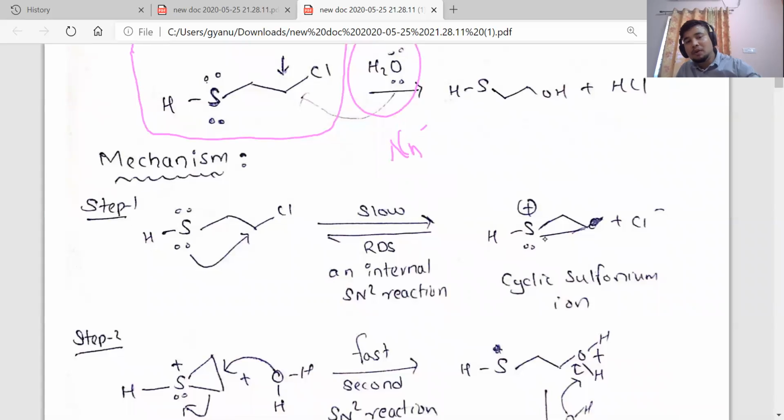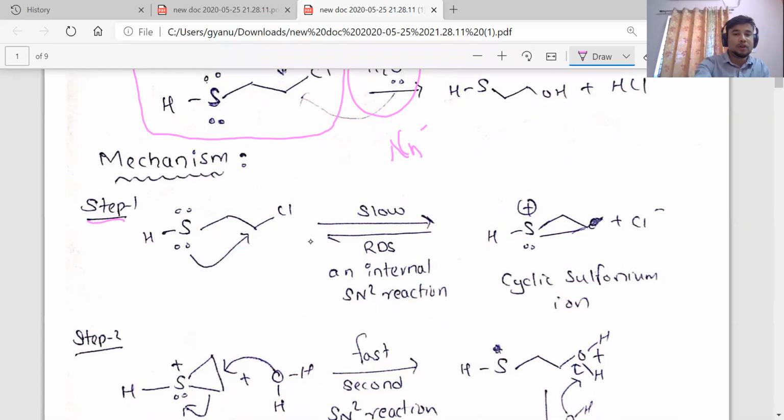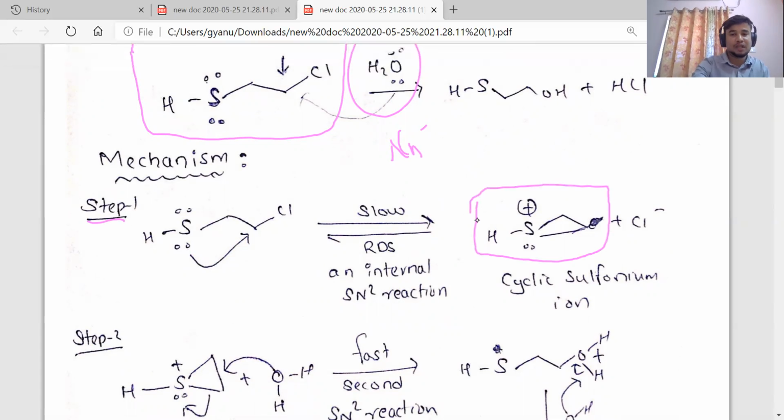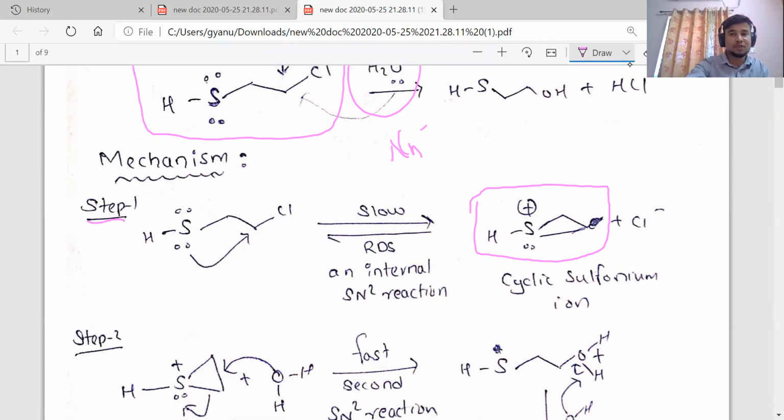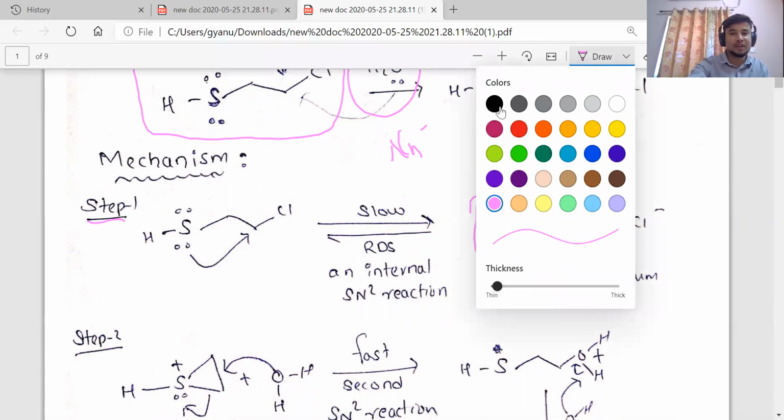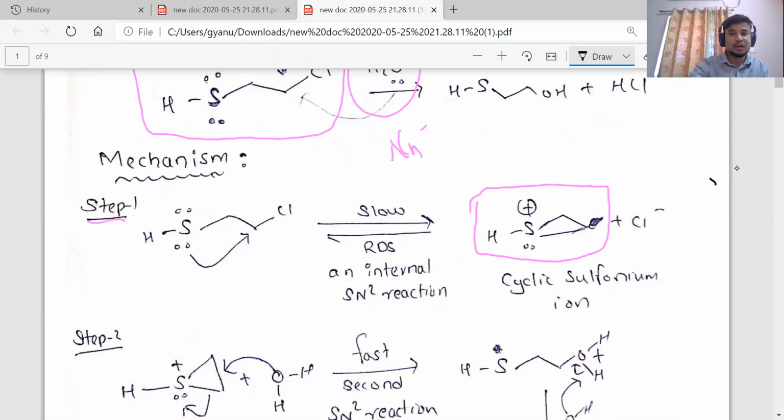So the first step of this mechanism involves the donation of this electron pair. As you can see in step 1, these electrons would be donated to the Cl atom. And once the electron is being donated to the Cl atom, what you get is a cyclic molecule. This kind of cyclic molecule would get generated, guys. And this cyclic molecule obviously is very, very unstable.